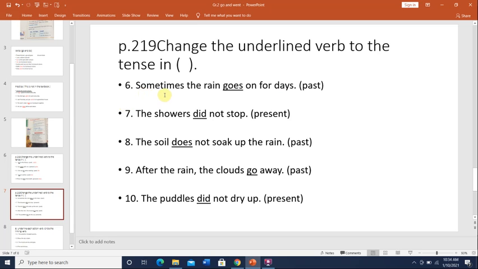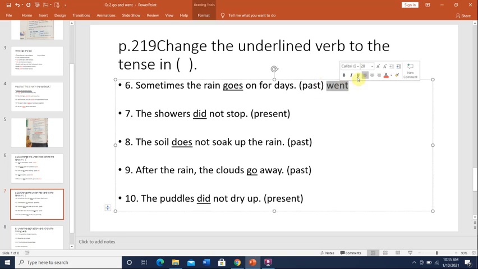Number 6, sometimes the rain goes on for days. The underlined verb is goes because rain is considered, although it's a lot of water, a singular noun. So it wants you to change goes to the past tense. What is the past of go? Went. Okay? So we will change goes to went because the past of go is went.